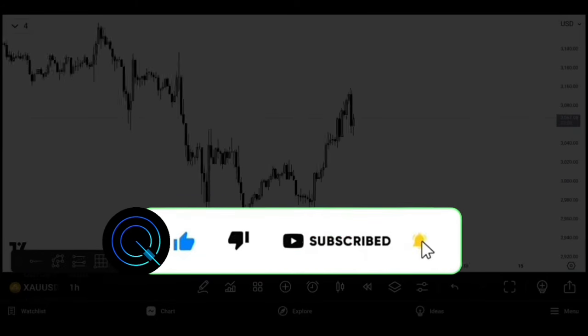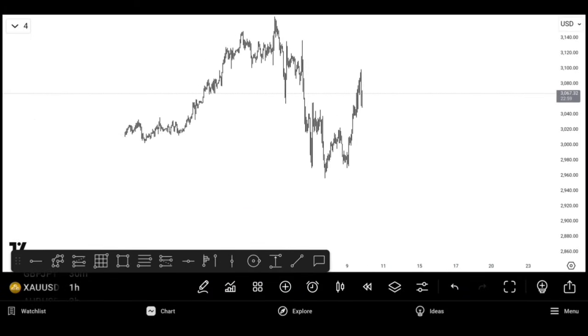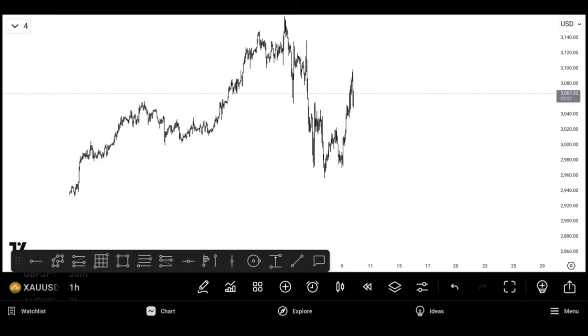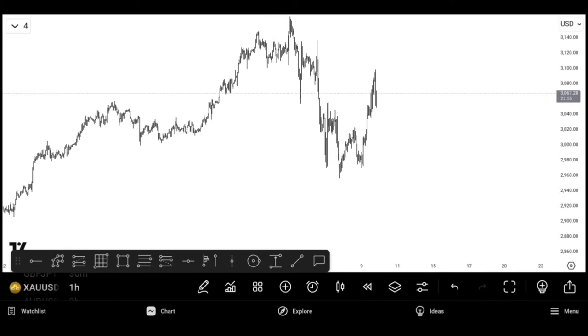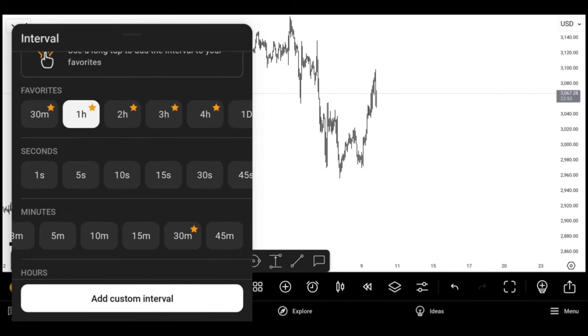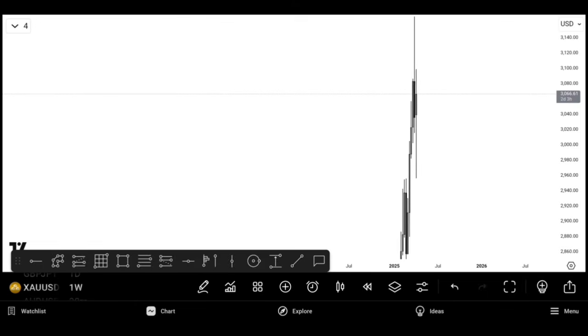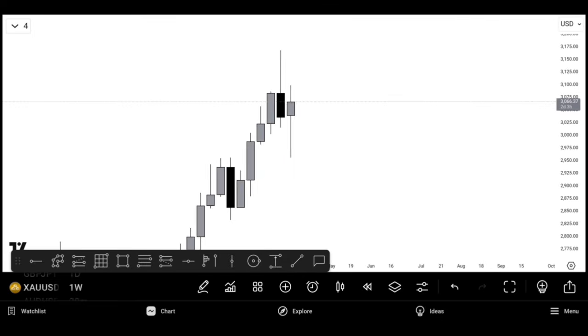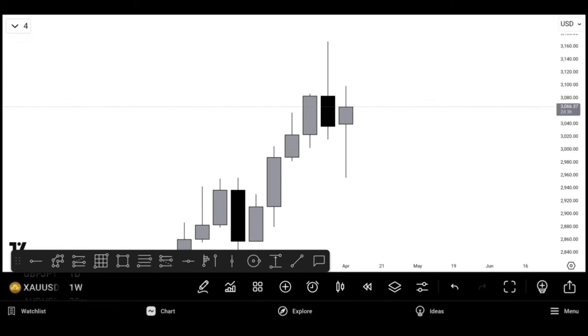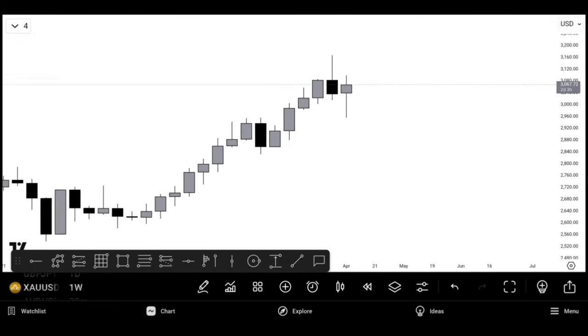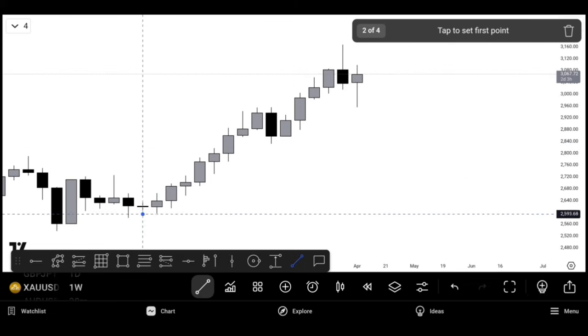XAUSD trade I took today. Basically, let's start from the higher time frame. On the weekly time frame, what do we have? You will observe that gold has been in a very, very bullish environment.